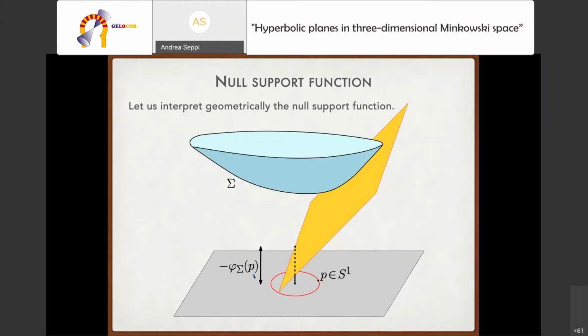This null support function can be plus infinity. This means that regardless of how much we translate vertically, the translated planes will always intersect the surface. That's possible, of course. So this is why this null support function is allowed to take plus infinity as a value.